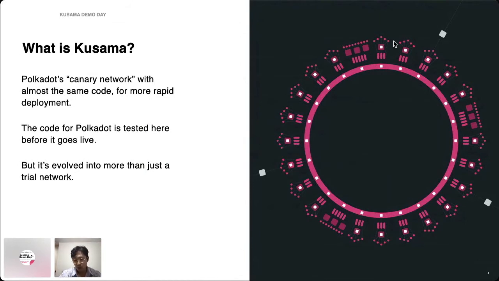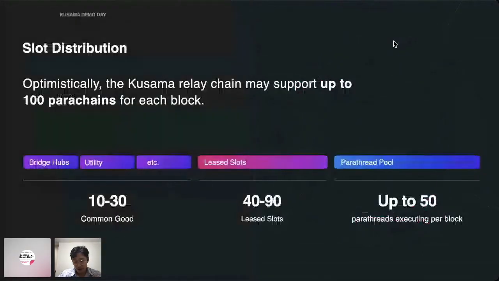But what was seen originally as a canary or a trial network for Polkadot applications has begun to evolve into quite more than that. And within this conversation and this talk that I'm giving, you'll maybe begin to see some reasons why this is the case. Why Kusama is not just a canary network for Polkadot, but it's much more than that. So I think you can't really talk about Kusama without talking about slot auctions and slot distributions.